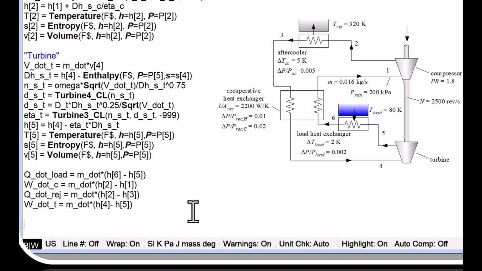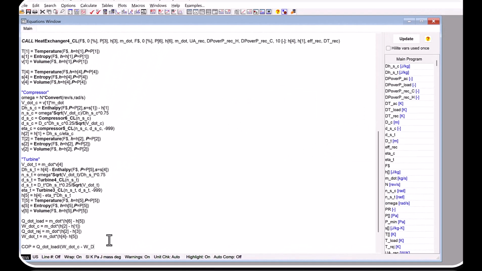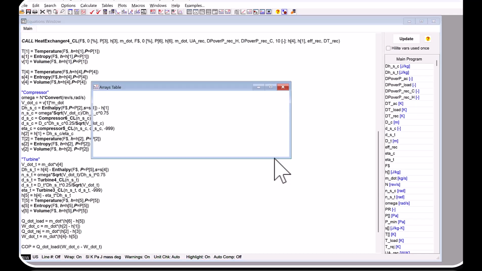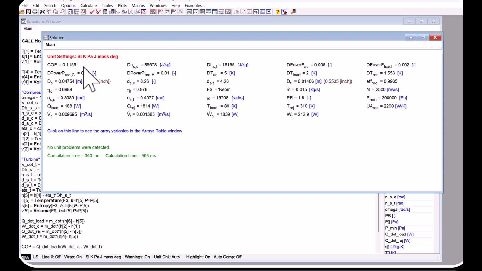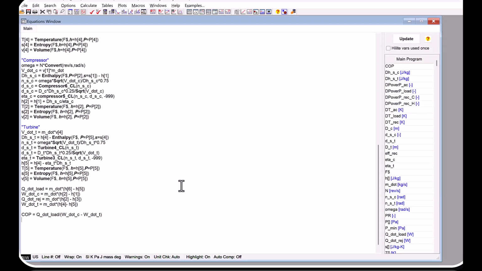H5. So the performance you can get in different ways. I'm just going to calculate the COP. The COP here is going to be the cooling that I get, Q dot load, divided by the net power in, so W dot C minus W dot T. And the COP of this is 0.1156, which seems really low, but this is a pretty low temperature, so the best COP you can get is only going to be a little bit better than that.